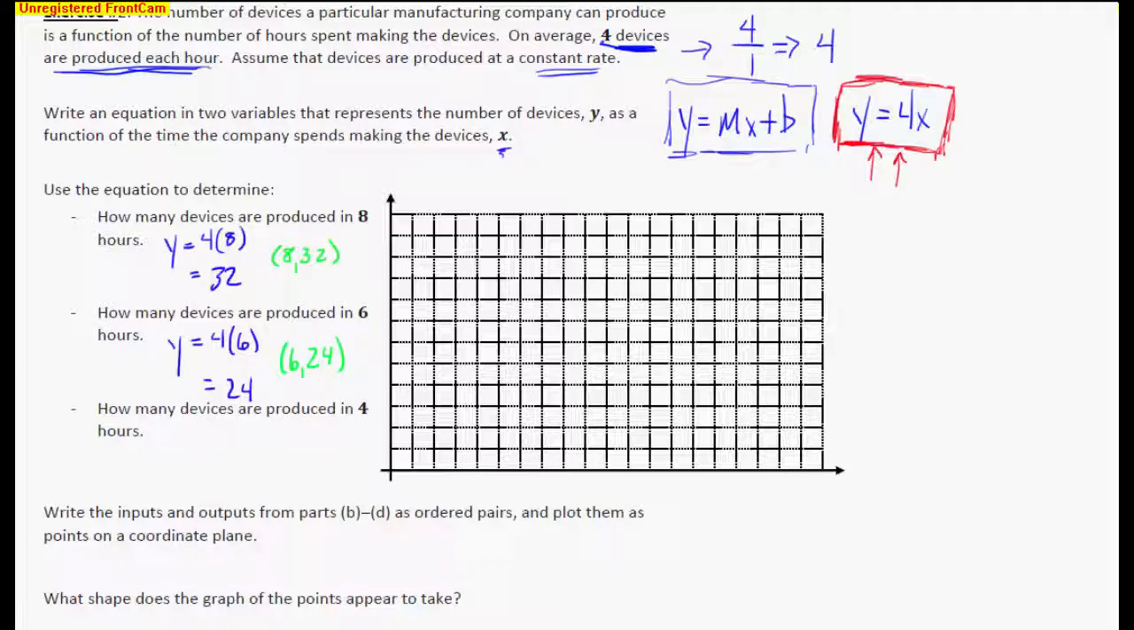All right. And the third one here, how many devices are produced in 4 hours? Well, again, I plug in a 4 for the x, and I get 16. Okay, and my ordered pair there is going to be 4, comma 16. Okay, and what we want to do, we already did this part. We want to graph this information. Looking down the x values here, the largest one I have is 8. So I think I'm just going to go by ones, all right, along here. That's going to get me out.